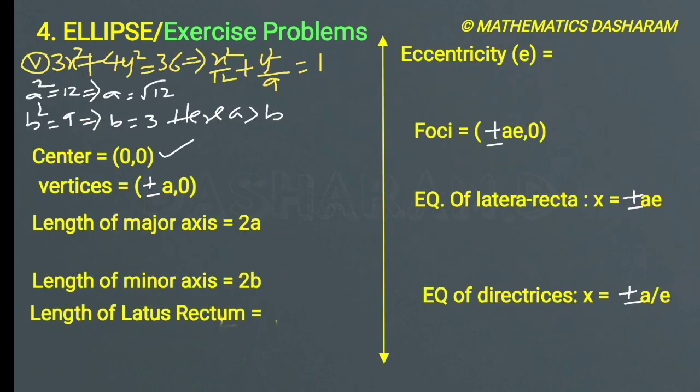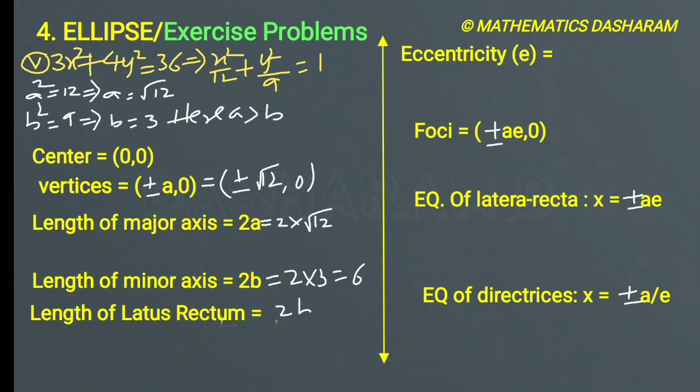Center is 0 comma 0. Vertices plus or minus a comma 0, that is plus or minus root 12 comma 0. Length of the major axis 2a, so a value is root 12. Next, length of the minor axis 2b, so 2 into b value 3, 2 3s are 6. Next, length of the latus rectum, that is 2b square divided by a, so 2 into b square value 9, a value is root 12, so 2 9s are 18 by root 12.